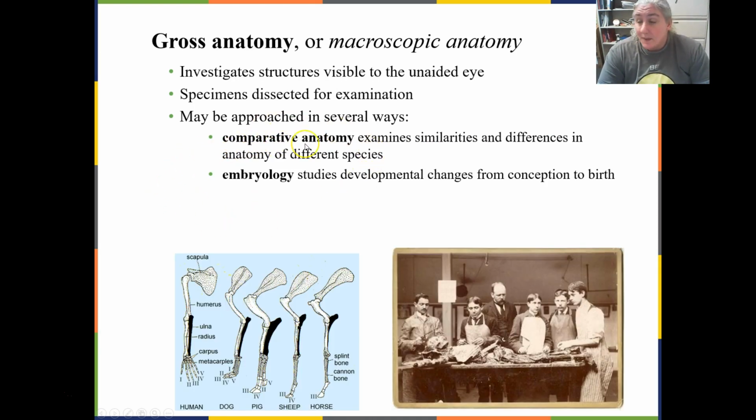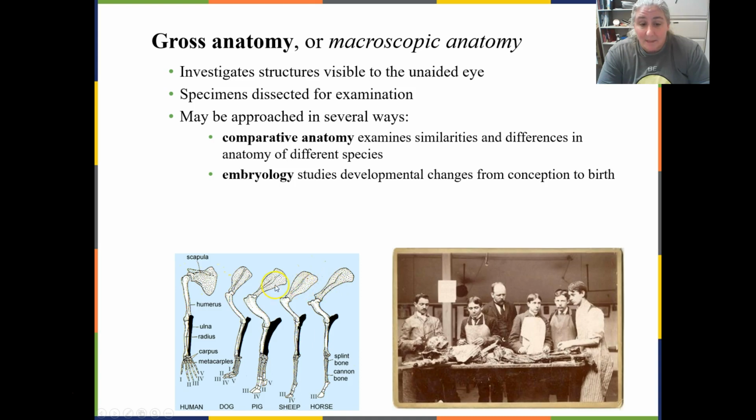We could also do comparative anatomy. Comparative anatomy, and in our class we do this all the time, compares different organisms. So here we have the forearm of 5 different animals: the human, the dog, the pig, the sheep, and the horse. And if you look, we're very similar.